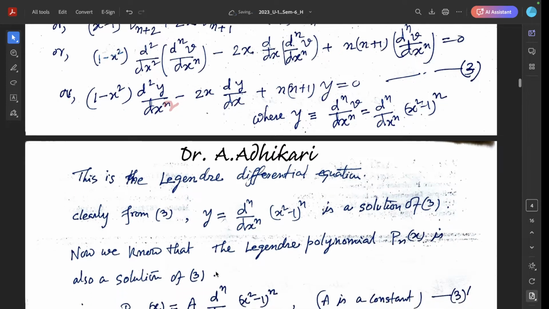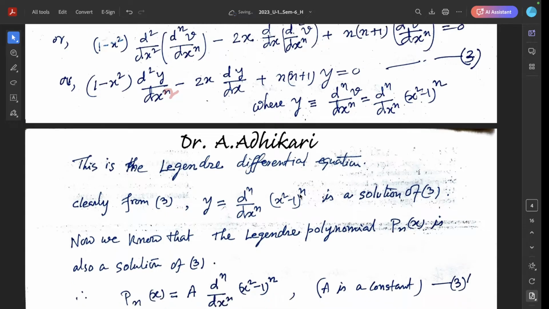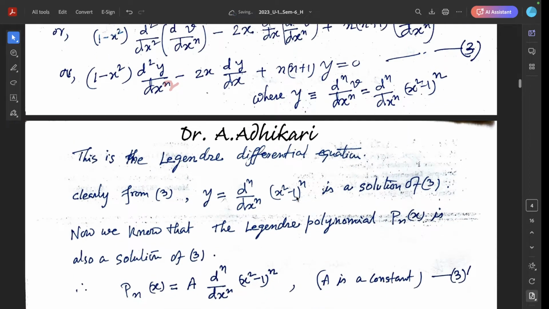Now we know that the Legendre polynomial Pn(x) is also a solution of this differential equation 3. So we can write Pn(x) equal to some constant a, to be determined, times d^n/dx^n of (x square minus 1) to the power n.